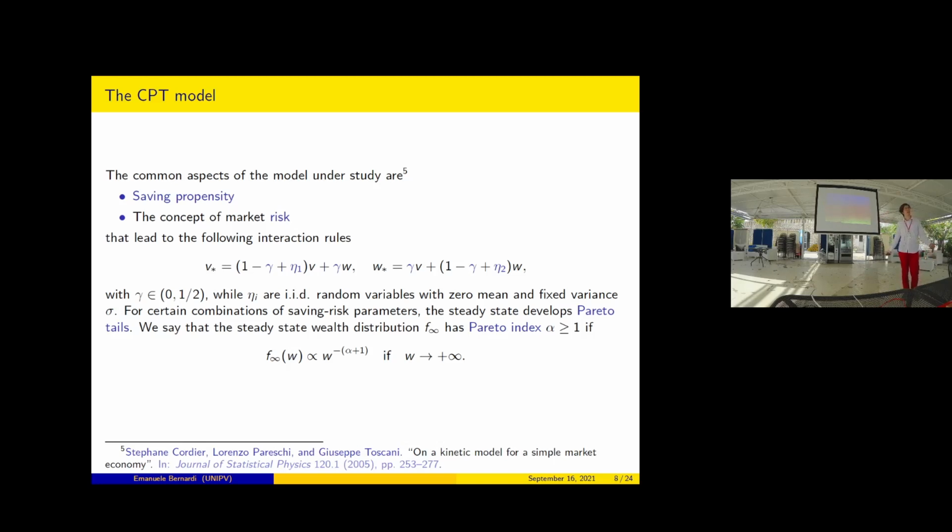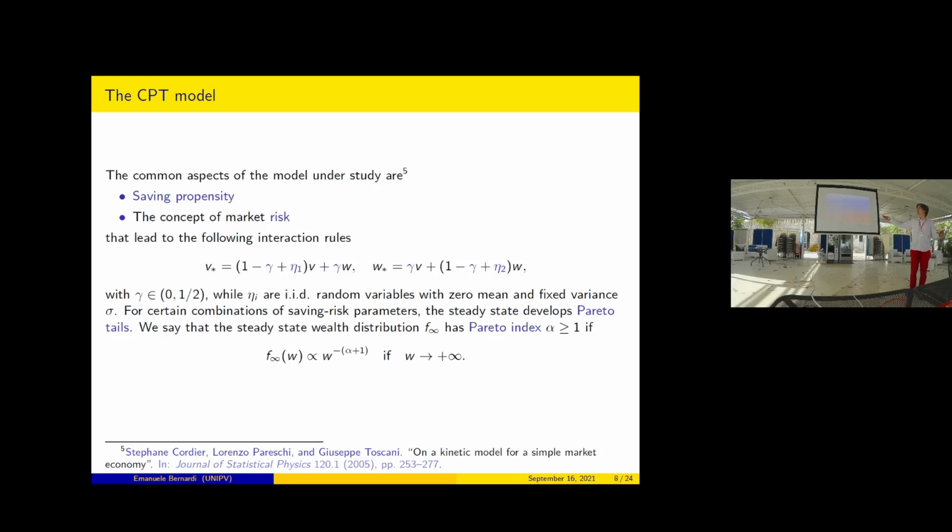The saving propensity idea, so each agent will only exchange a small fraction of his wealth in each interaction, and the concept of a market risk that is modeled by two random variables that are independent and identically distributed with zero mean and fixed variance sigma.